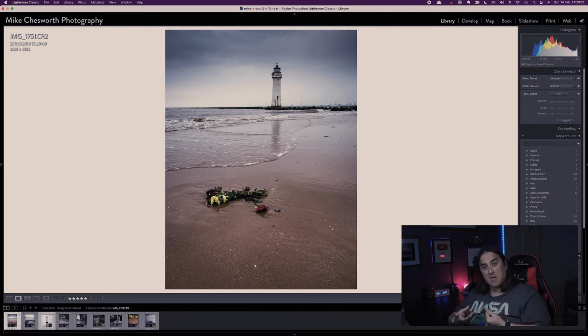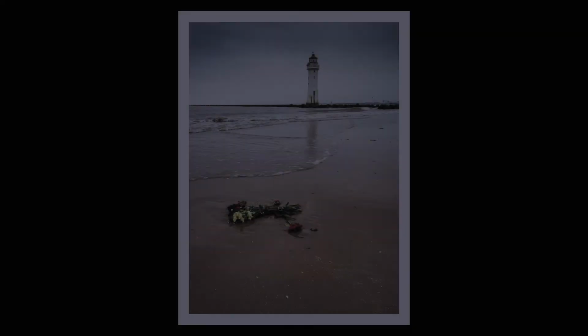So foreground interest can provide interest to your image, but it can also provide a little bit of a story and a little bit of background to what the image is and where the photograph was taken. So if you want to use foreground interest, always use it to tell a story as well. It's always a good thing to do, and it makes your photographs more interesting.